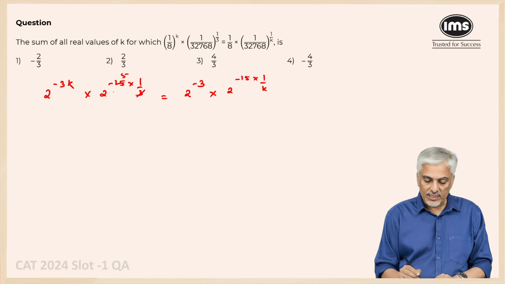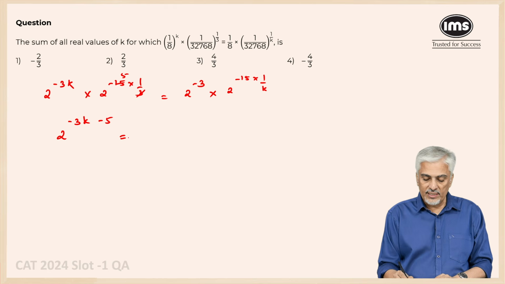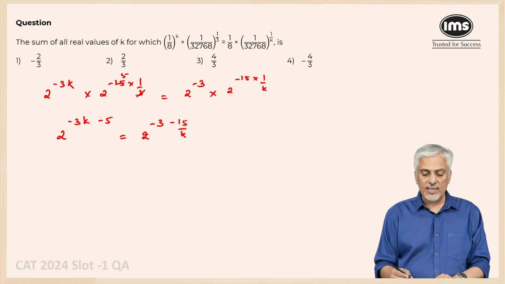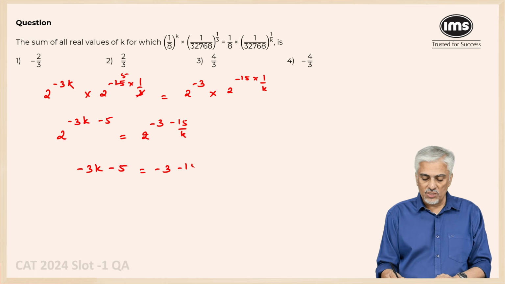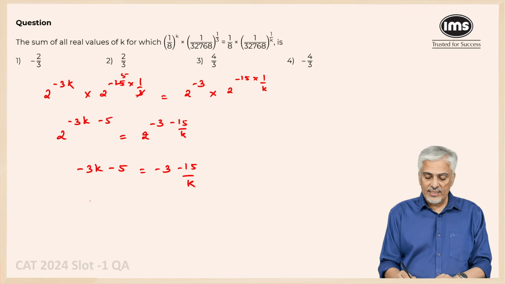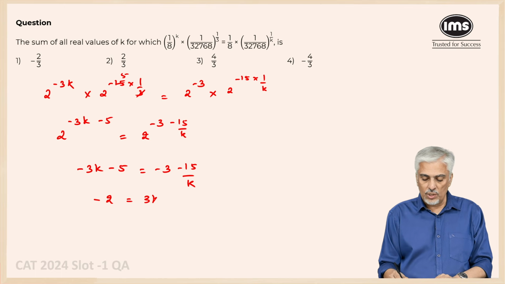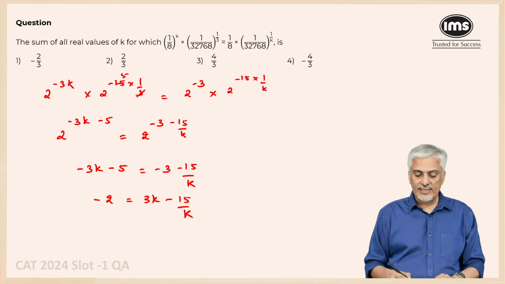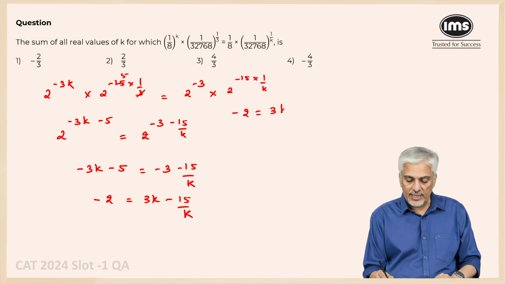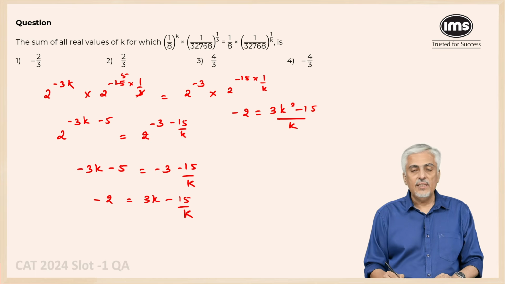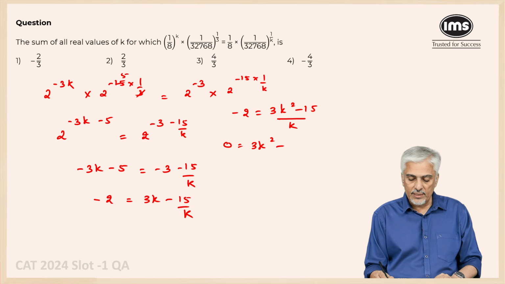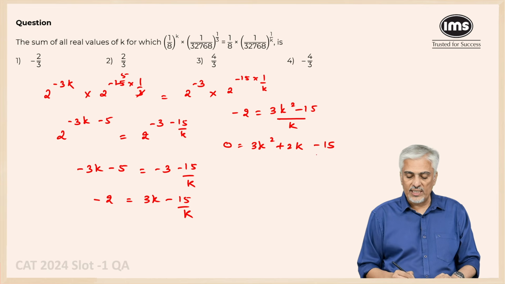These 3 5s are cut over here, nothing else is cutting. Using law of indices, we get 2 raised to minus 3k minus 5 is 2 raised to minus 3 minus 15 upon k. Base is same, so indices can be equated. Minus 3k minus 5 is equal to minus 3 minus 15 by k. Minus 3k plus 15 by k or minus 5 plus 3 is minus 2 is 3k minus 15 by k. Take LCM, so we've got minus 2 is equal to 3k square minus 15 upon k. Making a quadratic, 0 is equal to 3k square plus 2k minus 15, right?